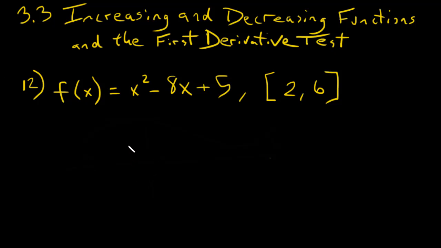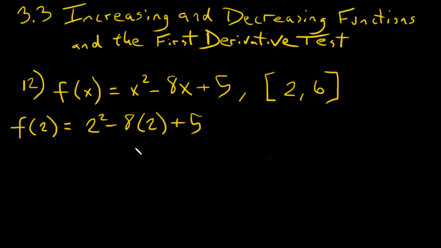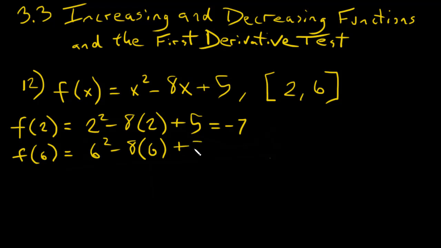Alrighty, so first thing we want to do is check these endpoints out, see what we get. So f of 2 equals 2 squared minus 8 times 2 plus 5. So 2 squared is 4, plus 5 is 9, minus 16, that gives me negative 7. Now I'm going to look at 6. f of 6 equals 6 squared minus 8 times 6 plus 5, which is 36 plus 5 is 41, minus 48. Again, we get negative 7.